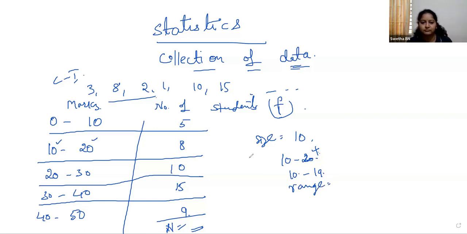So what is range? How will you find the range, children? Upper limit minus lower limit. So you know how to find the midpoint, right? How do we find the midpoint? That is upper limit plus lower limit by 2. Right now that is okay. You will study in 10th standard.